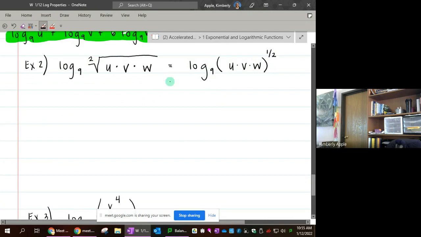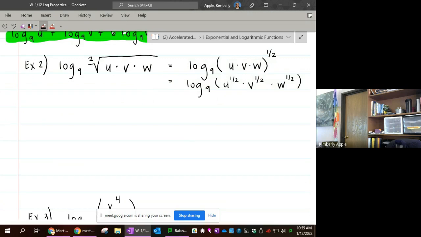All right, so at this point, I'm going to use just plain old rules of exponents going all the way back to last Thursday. Remember, each item inside gets that 1/2 power. So let's do that intermediate step. This will be log base 9 of u to the 1/2 times v to the 1/2 times w to the 1/2. And there's another way to go through this one, and I'm just showing you this one right now, okay?